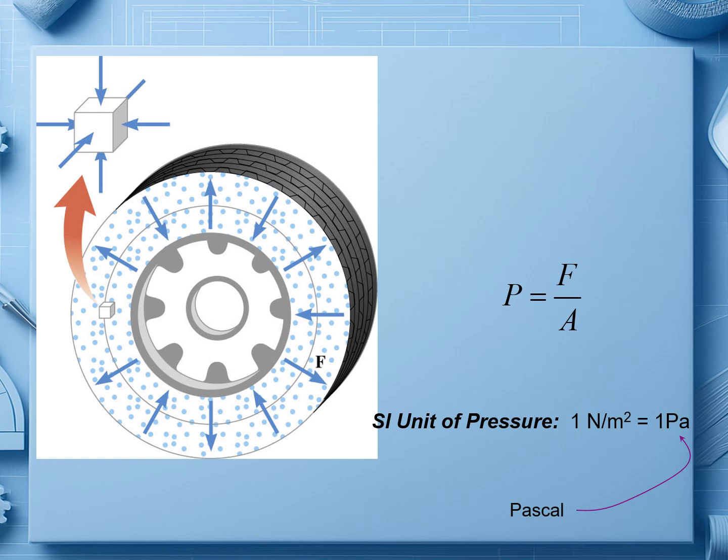Okay, so we also have pressure. Pressure measures how force is distributed over an area. The SI unit of pressure is Pascal, wherein 1 Pascal is equal to 1 Newton per square meter.